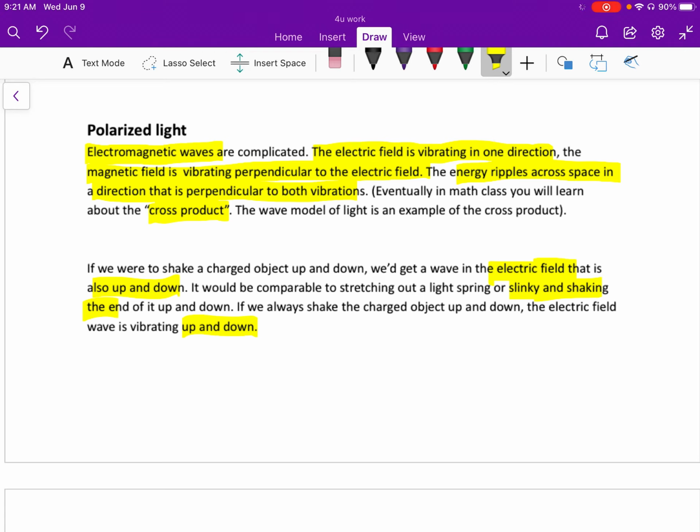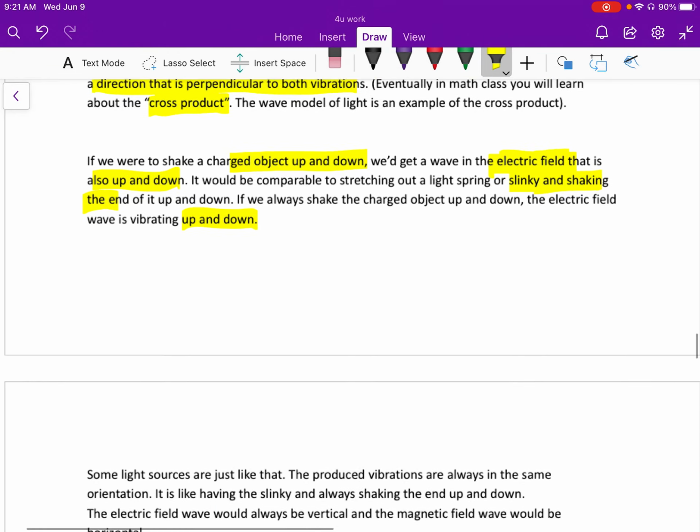Light would also have the magnetic field that's left-right, but if we just want to think about electric field, whichever way we shake our charged object, we get an electric field that's wobbling in that same sort of plane. So shake the charged particle up and down, we get an electric field up and down, and a magnetic field that's sideways. But the electric field is always the same as what the charge is doing.